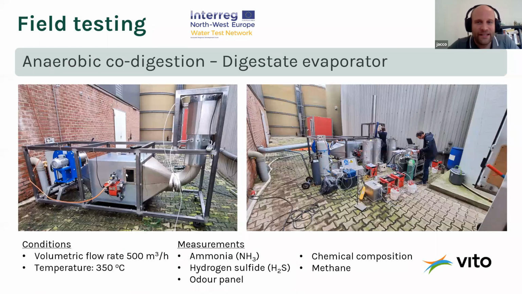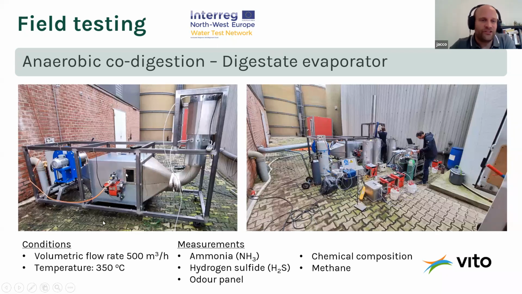So what did we do in field testing? We went to an alternative location. This is a location where we tested our module in the field at a biogas production site, in which they produce biogas via anaerobic co-digestion of ammonium manure. So here you see the module in the field on the left-hand image. There's a ventilator which extracts air from the digest evaporator at a volumetric flow rate of 500 cubic meters per hour.